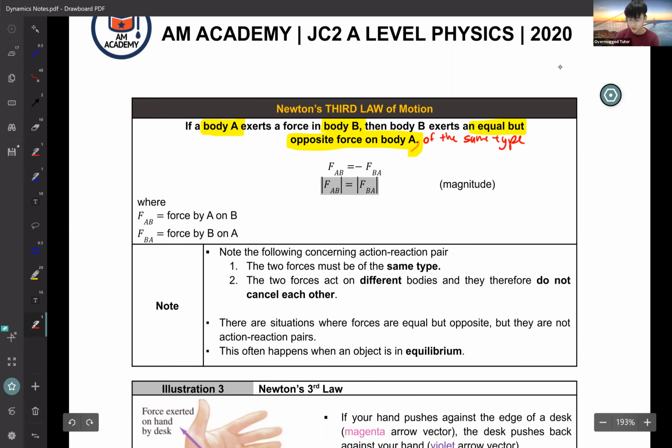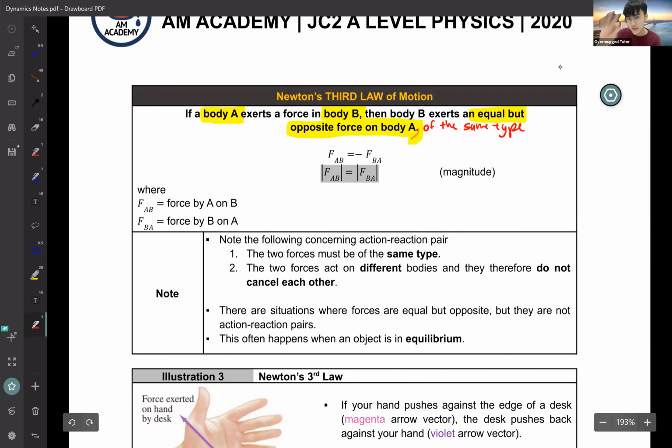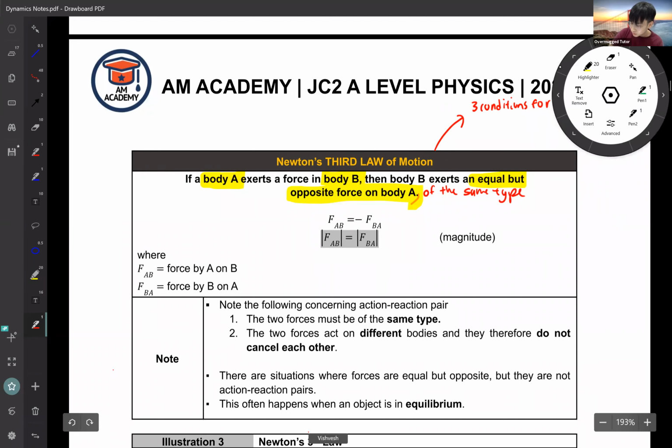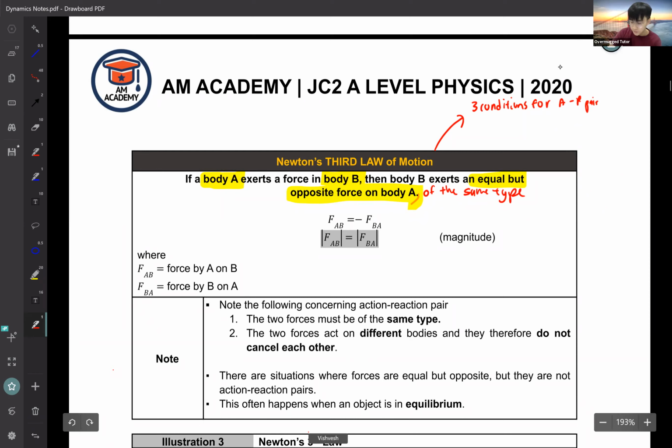This implies three things for an action-reaction pair. I'll write out on the side here: three conditions for an AR pair. Here are the three conditions. First and foremost, you need the two forces to be equal in magnitude but opposite in direction. That's the first one.